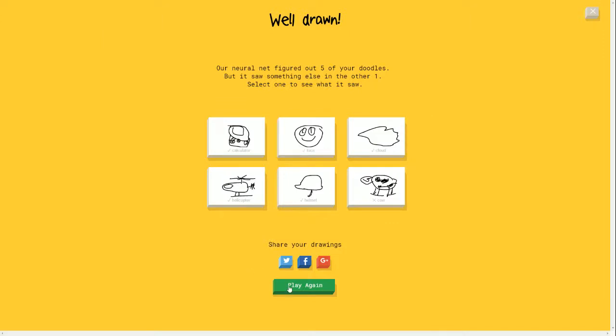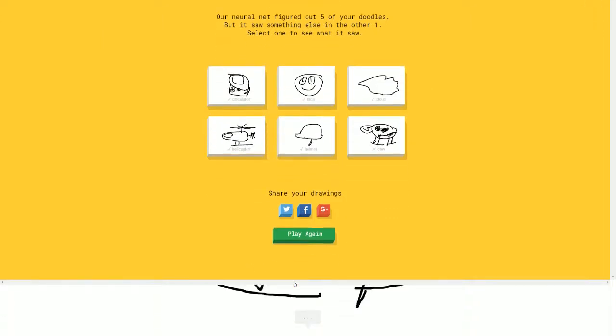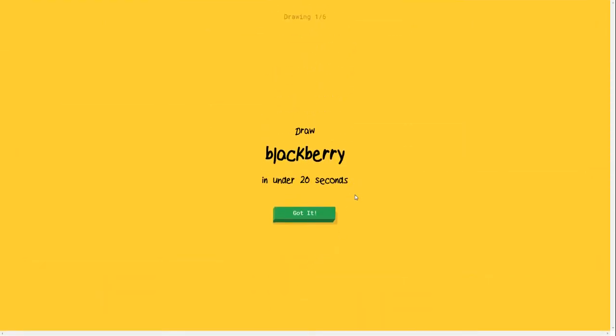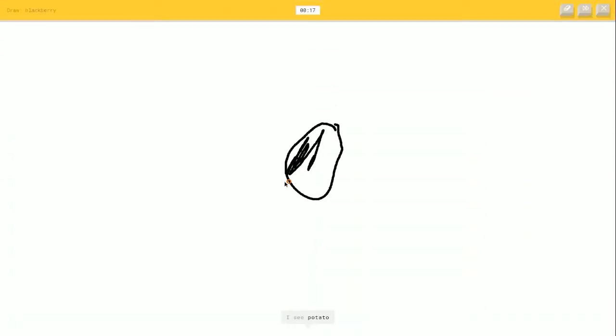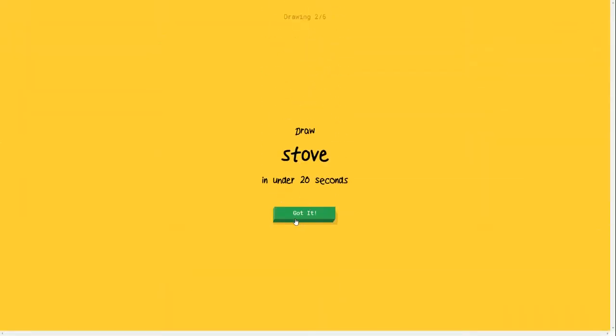All right, final go, and then that shall wrap it up. All right, blackberry. All right, well this should be easy. Yeah, blackberry bush. How does that look like a soccer ball? I'm stumped. Yeah, I'm stumped too on how you're not getting this. Sorry, I couldn't guess it. Stove.